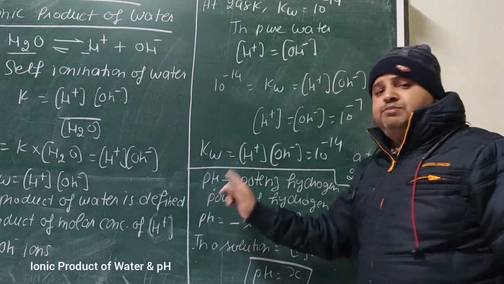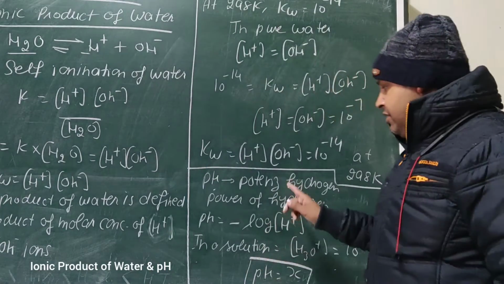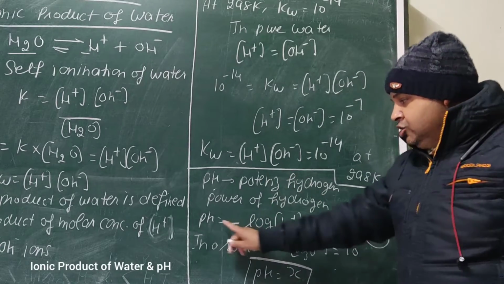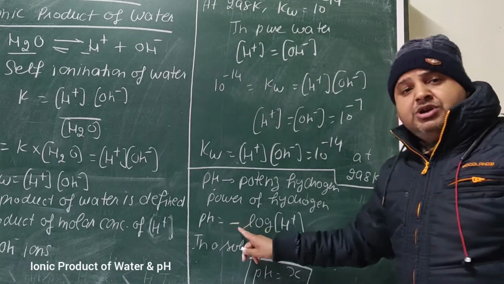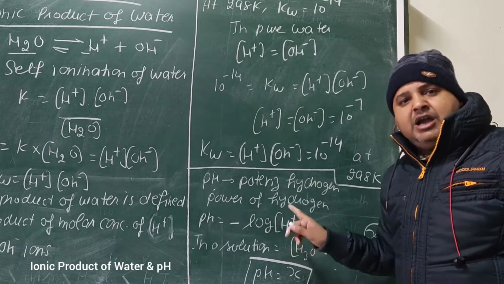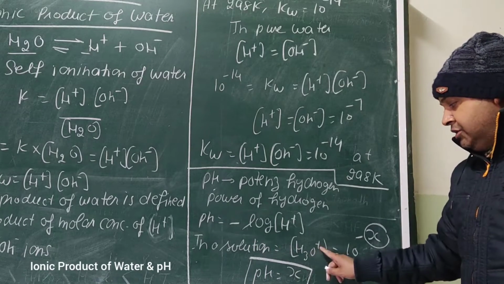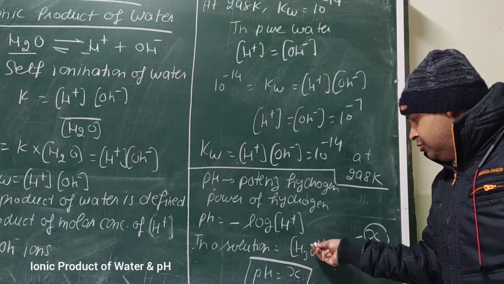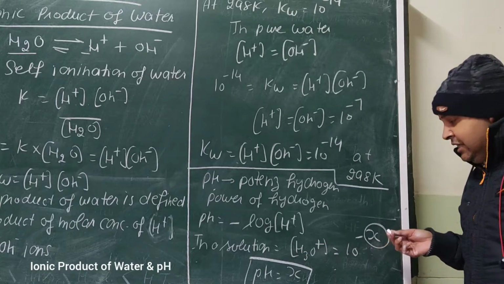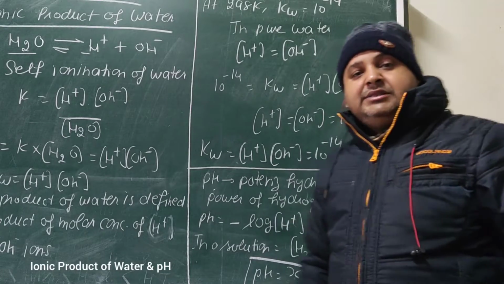Now next is, what is pH? pH means potence hydrogen. Potence means power. Power of hydrogen, or you can say power of H+ ion. pH is always equal to the negative logarithm of the molar concentration of hydrogen ion or hydronium ion. In solution, the H3O+ molar concentration is equal to 10 raised to power minus X. This X is called pH. So the pH of the solution is X.